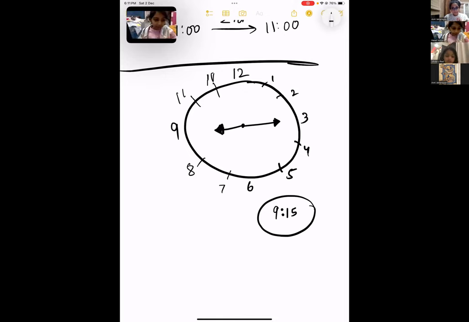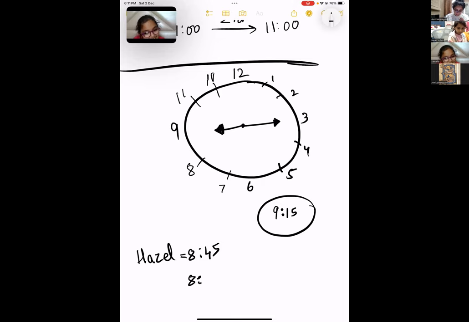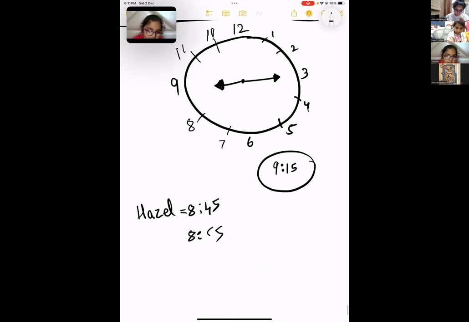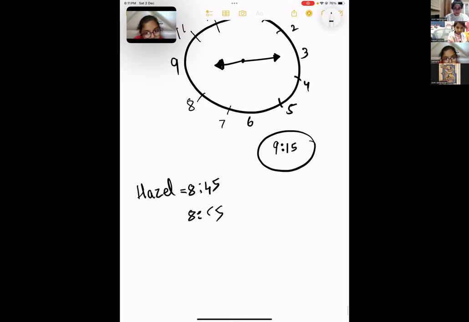Ma'am, 8:45. Okay, Hazel says 8:45. 8:55. Samaira ne bola 8:55? Yes, ma'am. Okay, Sakshi, aapka answer? Do you want to change your answer? We often are, you know, after having a lot of options available, we get confused and we want to change our answer. Sakshi, do you want to change your answer? Yes, ma'am. Sakshi, what would be your next answer?